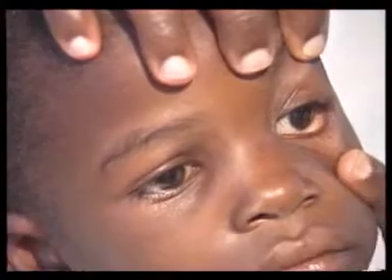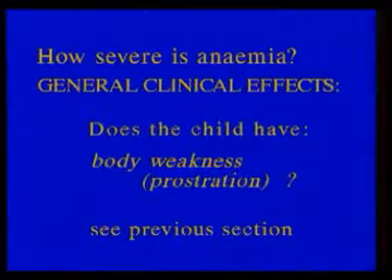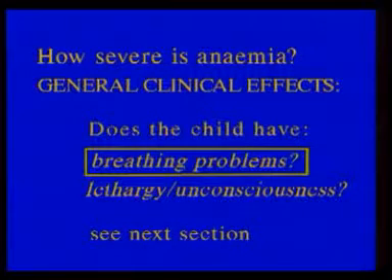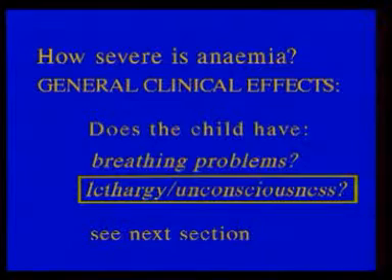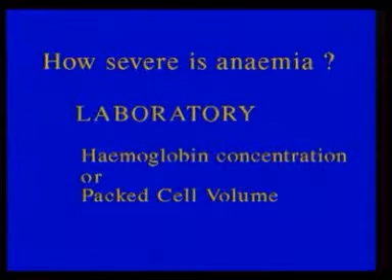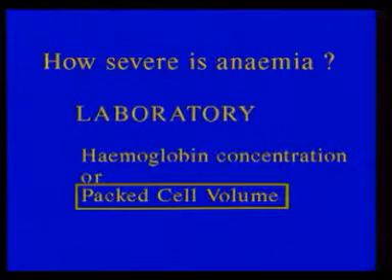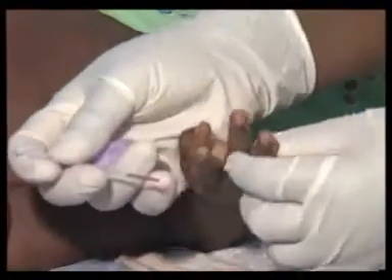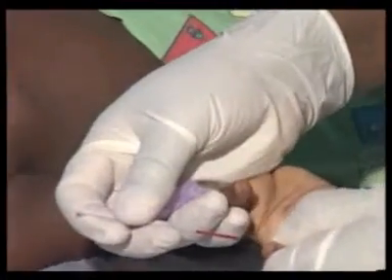There are 2 ways to assess the severity of anemia. One is to check the child's condition. Is it very weak? Does it have any difficulty or distress with breathing? Is it lethargic or unconscious? The second is to measure hemoglobin concentration or packed cell volume. This helps in directing treatment, but it is not sufficient in itself, and you need the clinical assessments we have just mentioned.